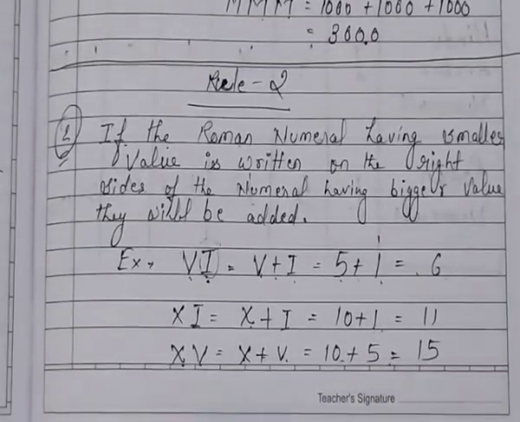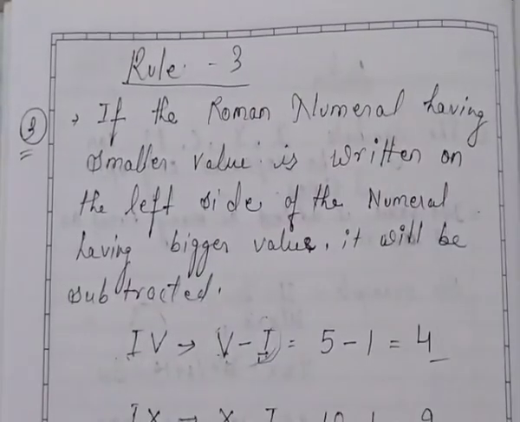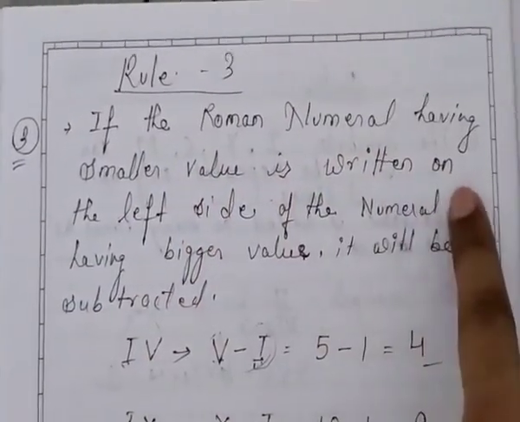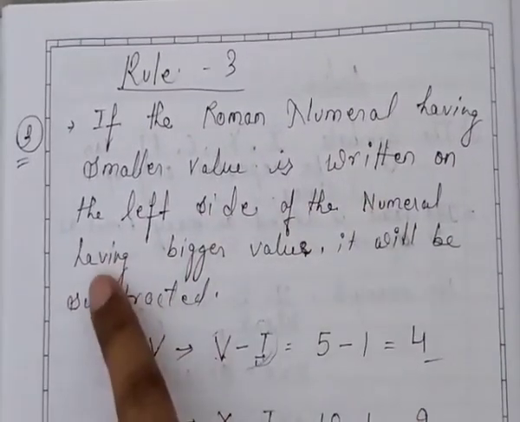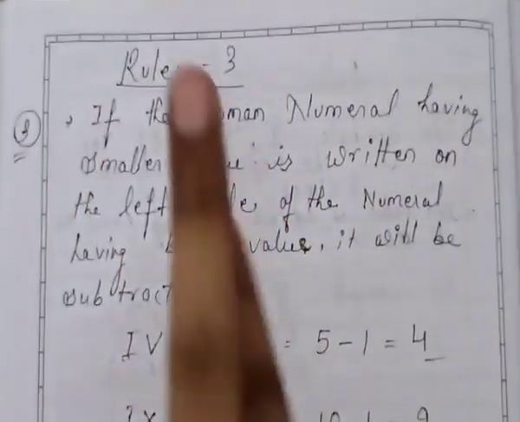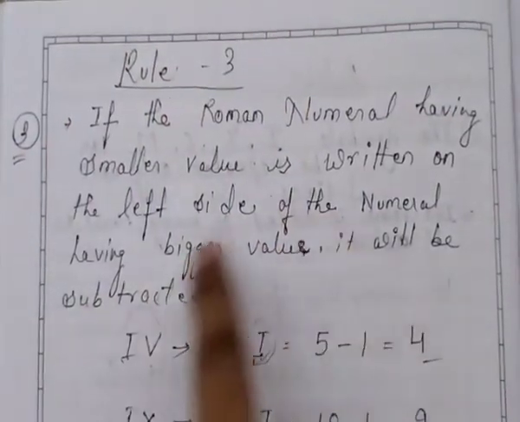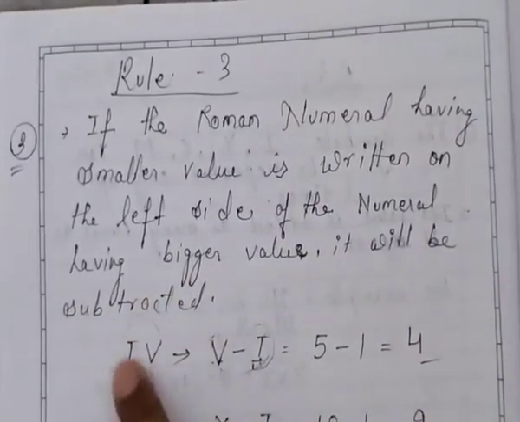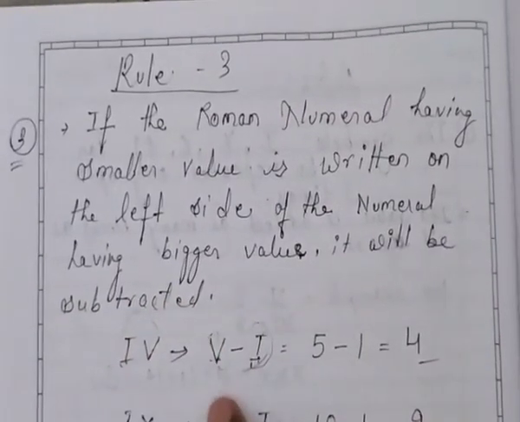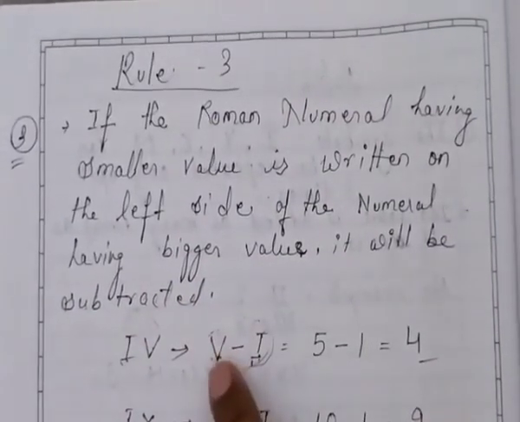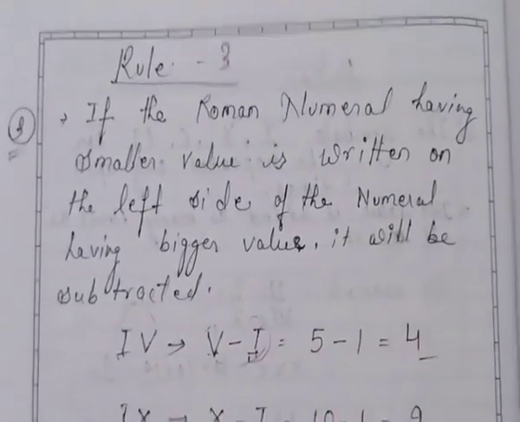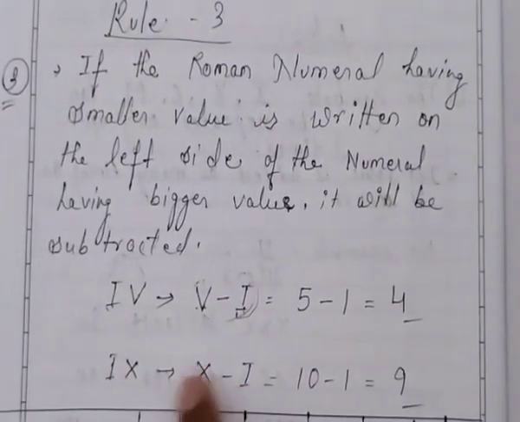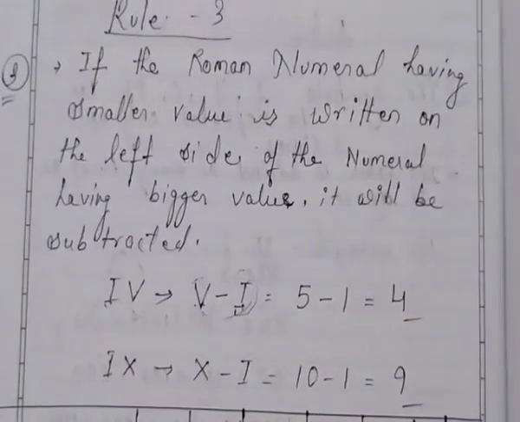Now let's come to rule number 3. If the Roman numeral having a smaller value is written on the left side of the Roman numeral having a bigger value, this is inverted, you can say, so it will be subtracted. The smaller Roman numeral is written on the left side of the bigger one, so it will be subtracted from the bigger one, like IV is V minus I, that is 5 minus 1, that is 4. Similarly, IX is equal to X minus I, that is 10 minus 1, that is 9. So this is the way.